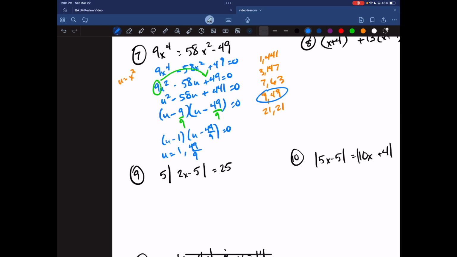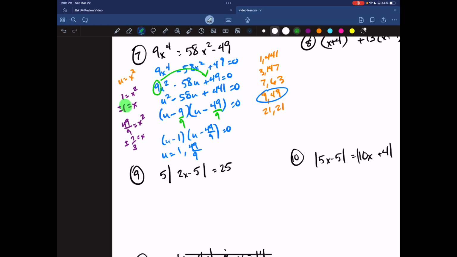Now, this is what u equals, but our problem hasn't started with a u. So over here, if u is 1, that means 1 is x squared. And so what is x? It's plus or minus 1. Okay, if u is 49 over 9, that's x squared. That means x is going to be the square root of that. And when you square root a fraction, you square root the top and the bottom. So that's going to be plus or minus 7 over 3. The square root of 49 is 7, square root of 9 is 3. And so there's that.